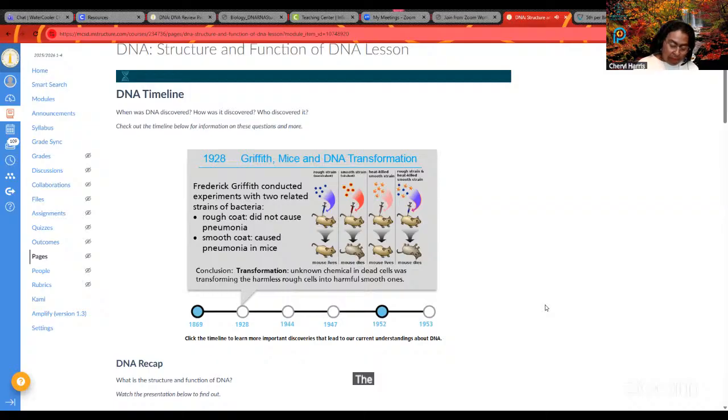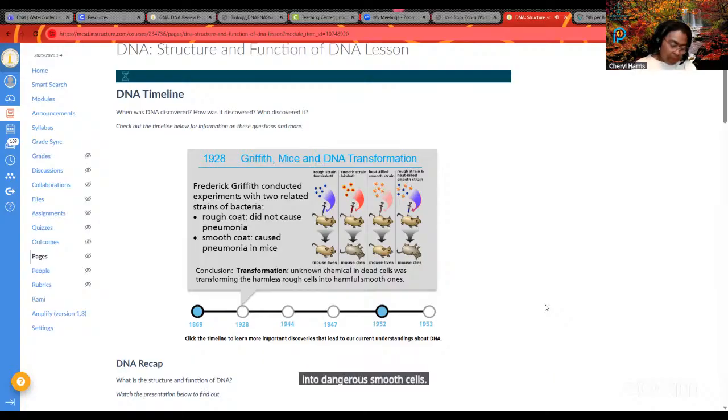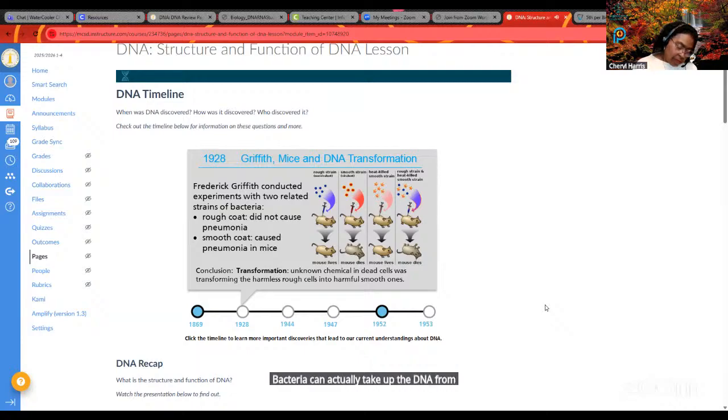The conclusion that Griffith made was that transformation had occurred. Some unknown chemical in the dead cells was transforming the harmless rough cells into dangerous smooth cells. We now know that this chemical was the DNA from the heat-killed cells that was not destroyed. Bacteria can actually take up the DNA from their environment and use it to make smooth coats, making them more deadly. Okay, so all you need to write down here for number 5 is: unknown chemical in dead cells was transforming the harmless rough cells into harmful smooth ones. That's the answer to your question.